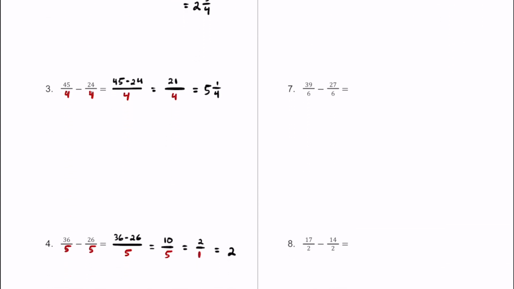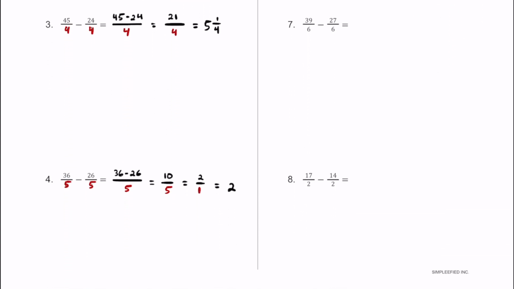Here is number 7. For number 7, we have this 39/6. We're going to go ahead and take away 27/6. And so let's see, we have common denominators of 6. Let's put that on the bottom. On top, we have 39, and we're going to be taking away this 27. So 39 minus 27, that's going to be on top. Let's put the 6 on bottom.